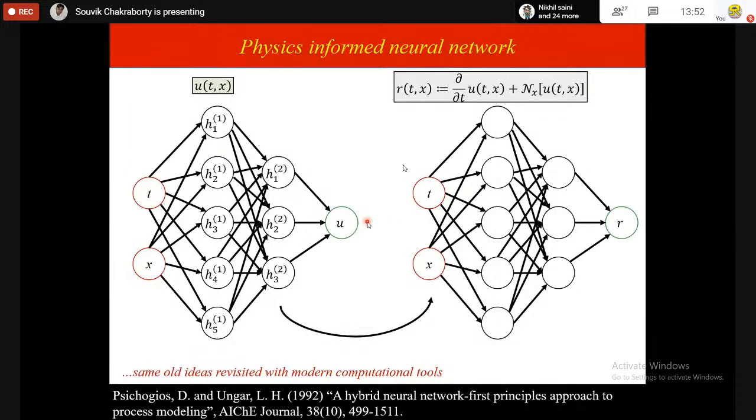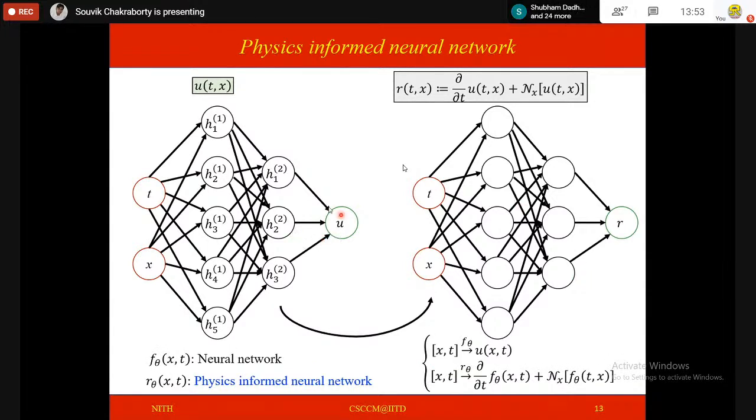And then all those networks, u dot, u double dot, ux, uxx, the derivative of u with respect to x, the double derivative of u with respect to x, all those things you can take and plug into this equation. And what you will get is a neural network such as this, shown on the right-hand side. Since this is a neural network representing the differential equation itself, we call it the physics-informed neural network.